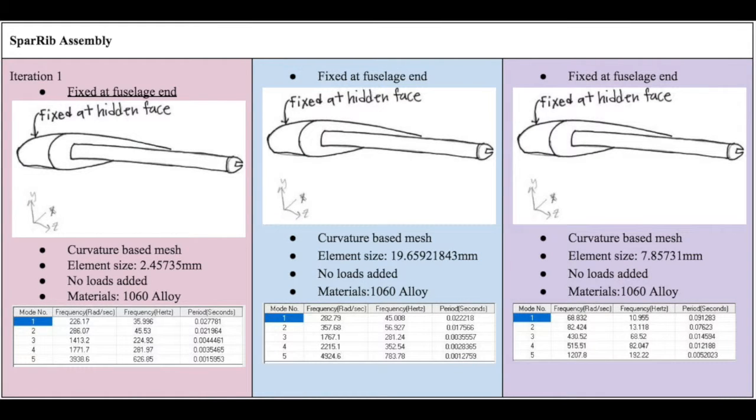The spar and fixed-end rib were analyzed attached together as they would be in the completed model of the wing. A fixture was applied at the fuselage end of the fixed rib. The modal frequencies were largest for the upscaled Falcon V4 and smallest for the Falcon V5.